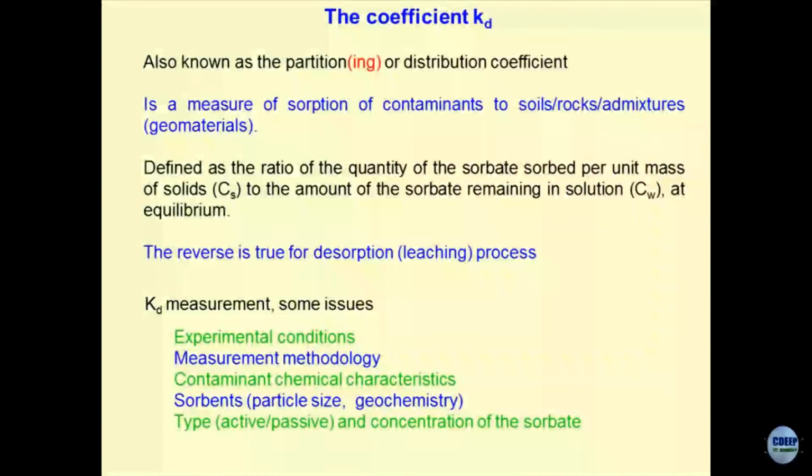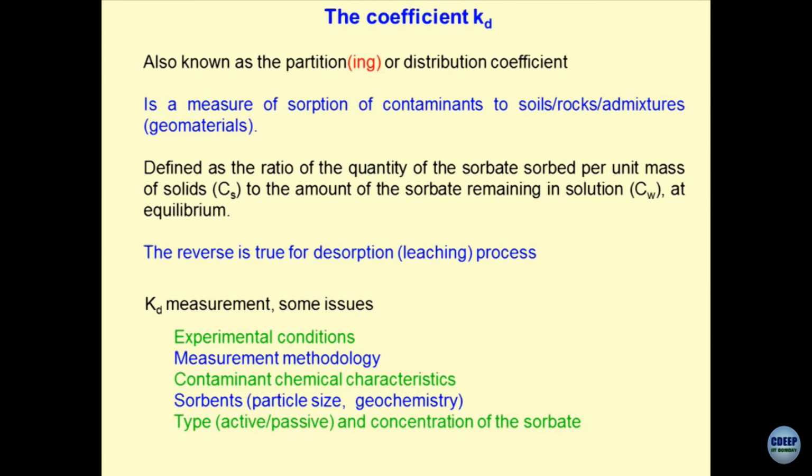Point to remember. So, suppose if I define the concentration of the contaminants in the solid phase, parked on the solid phase to the liquid phase, we normally define this as the ratio of the quantity of the sorbate sorbed per unit mass of the solids to the amount of the sorbate remaining in the solution, and this is what we define as CS by CW. So, the reverse process is true for the desorption, and what are the issues related? I will come back to this definition of KD slightly later. The issues are the experimental conditions have to be controlled, particularly temperature and pressure, because KD is very susceptible to the pressure temperature conditions. I think we have discussed this.